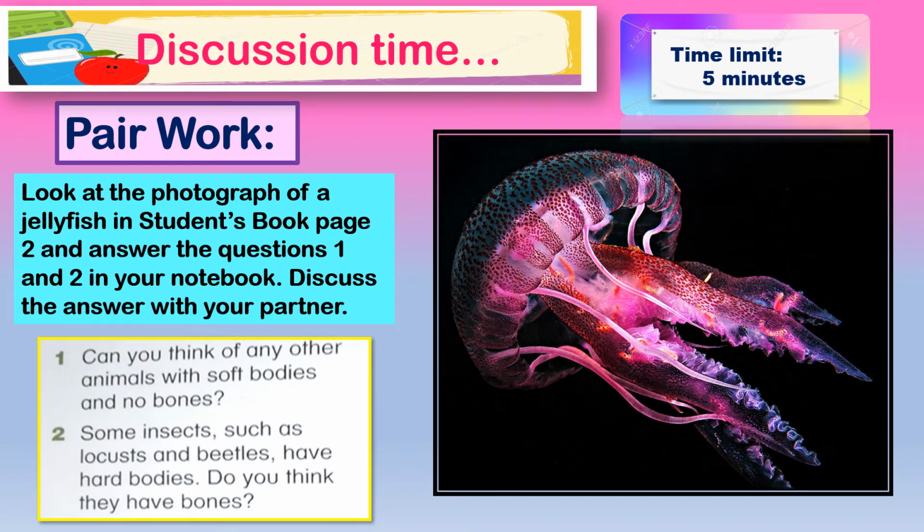For question number 1, can you think of any other animals with soft bodies and no bones? And for number 2, some insects, such as locusts and beetles, have hard bodies. Do you think they have bones? So you're going to write your answer in your notebook and discuss it with your partner. You have 5 minutes to do this activity.